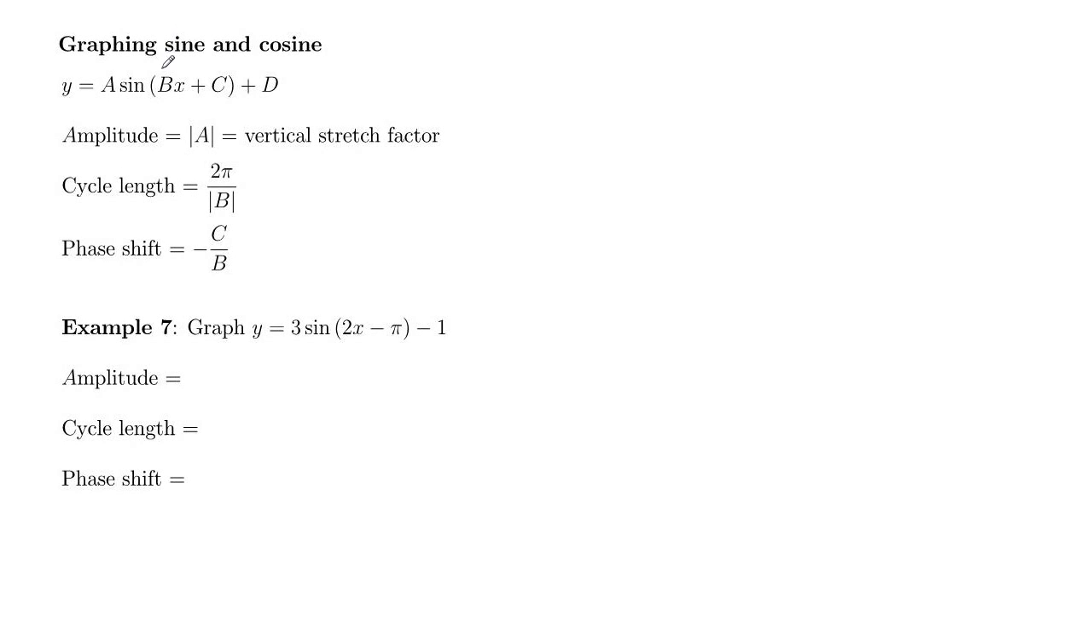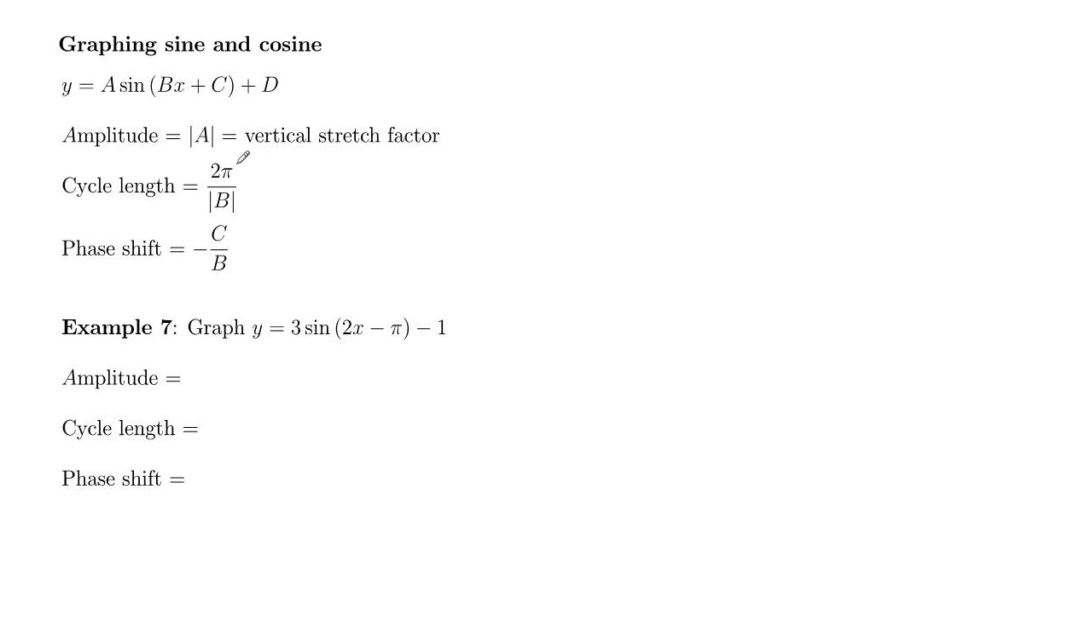In this example, we are going to graph transformations of the sine and cosine functions. So those would be functions that look, for example, like a times sine of bx plus c plus d, where a, b, c, and d are just constants. So remember that the absolute value of a, that coefficient out in front, is what's called the amplitude, and that's a vertical stretch factor. And then this number b determines the number of cycles inside of 2 pi.